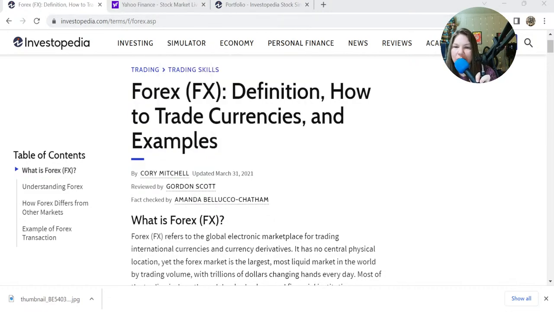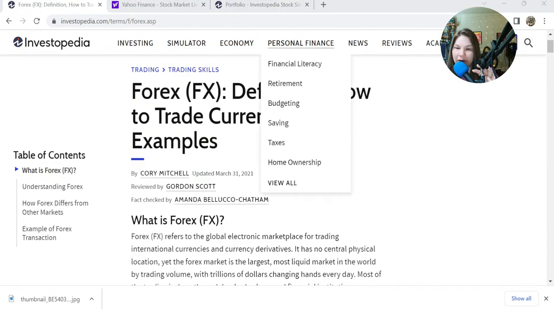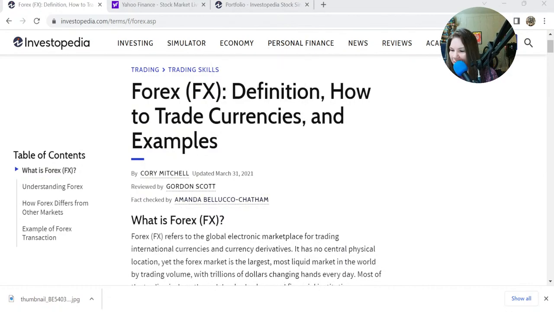And this time, neighbors, we are in the world of money talking about Forex, guys, FX, the foreign exchange. We have mentioned it many times here on Stock Market Learning, but today we will read an article about it by Corey Mitchell.